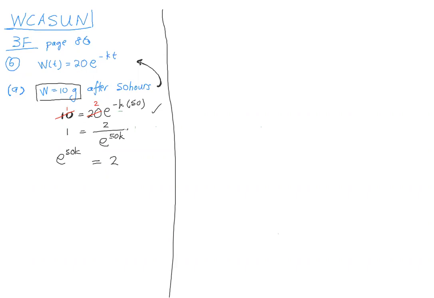The e put to the right side becomes ln. Correct. So 50k equals ln 2, so k equals ln 2 over 50. This is the exact value, because in the exam they can ask for the exact value of k. The approximate value will be 0.0139, okay, so done.